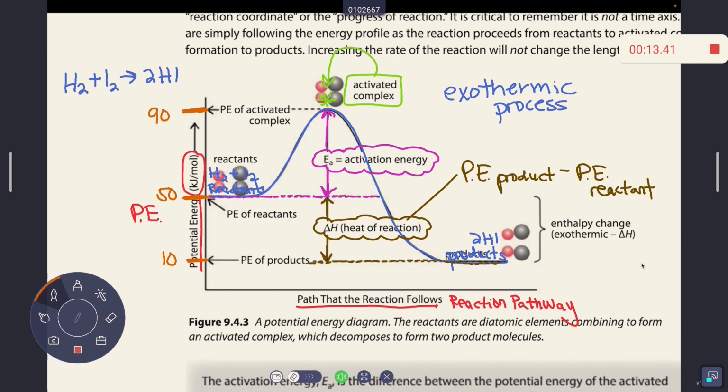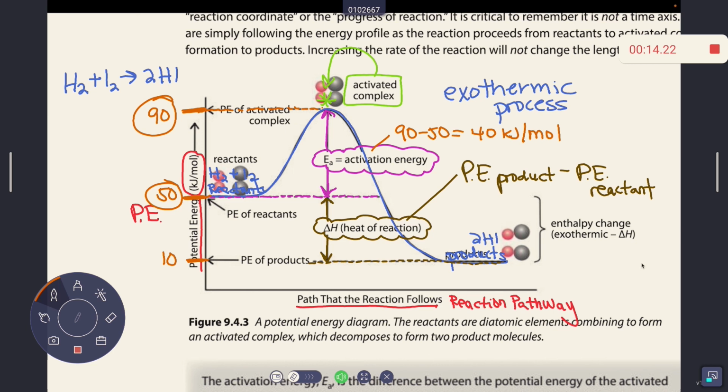Okay, so there are many questions I could ask you. Some of them could be, what's the potential energy of the products? You would say 10 kilojoules per mole. Potential energy of the reactants, 50 kilojoules per mole. Potential energy of the activated complex, you would just follow this dashed line over to the y-axis, and it's 90 kilojoules per mole, okay? Activation energy is the peak, which is 90, minus wherever the reactants began, which is 50. So this would be 90 minus 50, which is 40 kilojoules per mole.